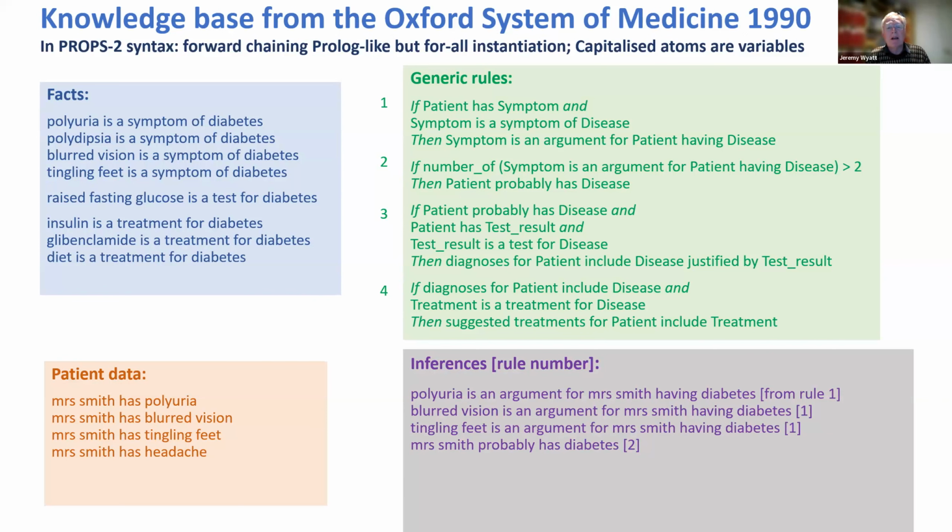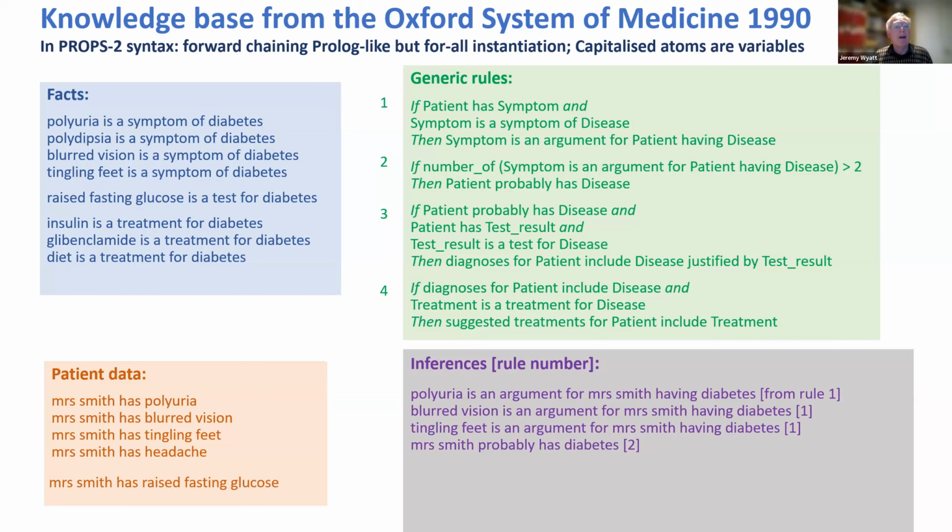Blurred vision is also an argument, and tingling feet is an argument for Mrs. Smith having diabetes. And then from rule two, you can infer that since the number of symptoms is more than two, that Mrs. Smith probably has diabetes. Again, you might object with that. This is an argumentation approach rather than a probabilistic approach.